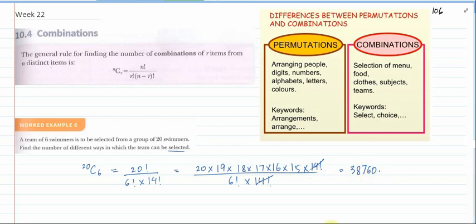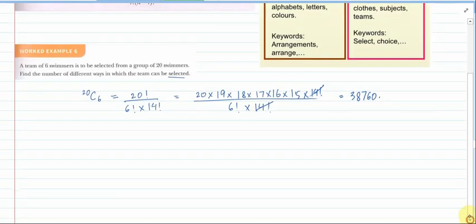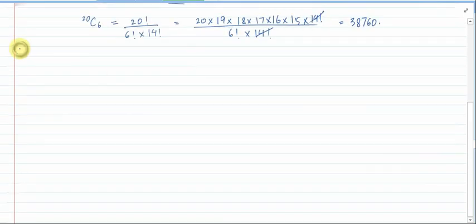Whenever you are going to select something, make sure that you apply combination, not permutation. Alright class, I hope the concept of permutation and combination is clear to you now. After that, I'm going to attempt one of the examples. In fact, you need to attempt it first.